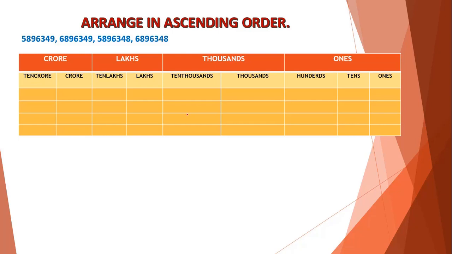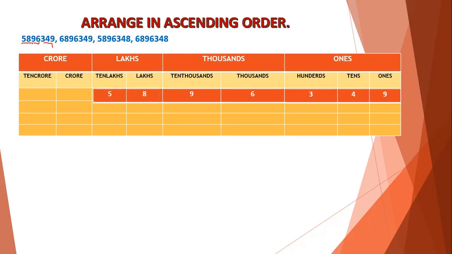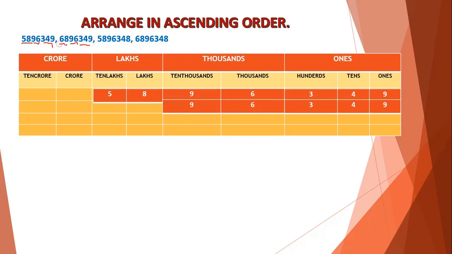We will take the first number, we will arrange that one into periods. So 349 will come in ones period, 96 will come in thousands period, 58 will come in lakhs period. We'll go to the next number. 349 will come in ones period, 96 will come in thousands period, 68 will come in lakhs period.